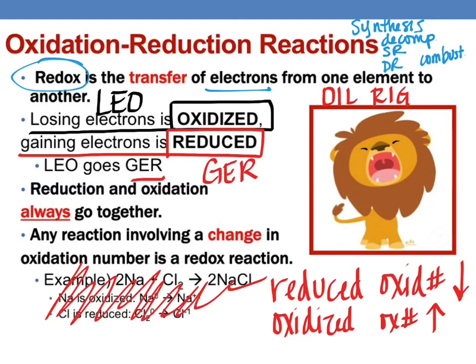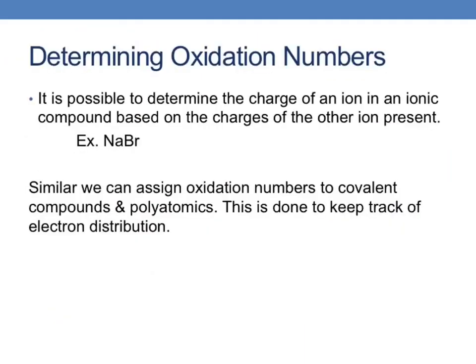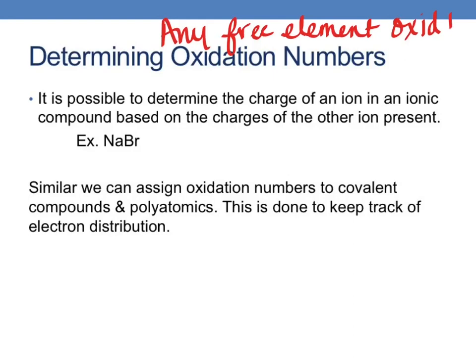So before we go into these reactions, I want to talk about oxidation numbers. Oil rig. Oxidation is losing, reduction is gaining. Everybody good? Okay. To determine an oxidation number, any free element, so any element in its form that includes oxygen, which is O2, or iodine, which is I2, or say potassium, any free element has an oxidation number of 0.